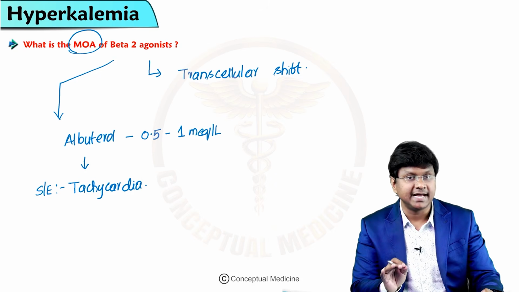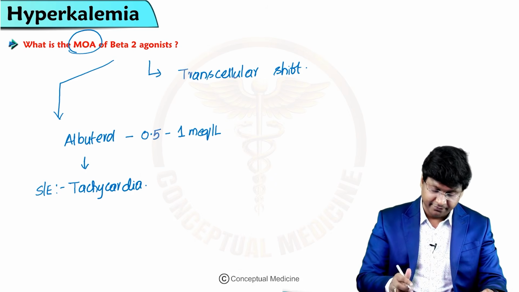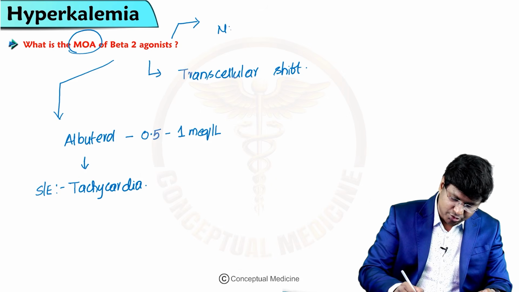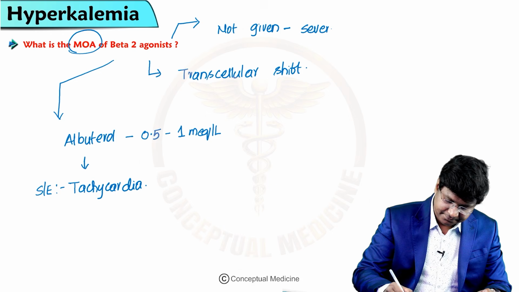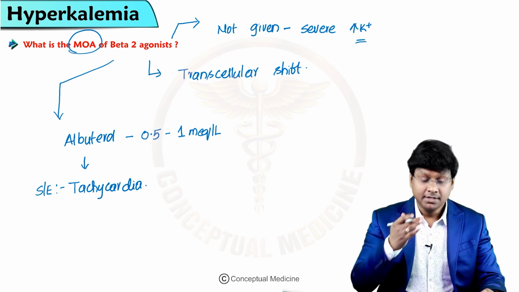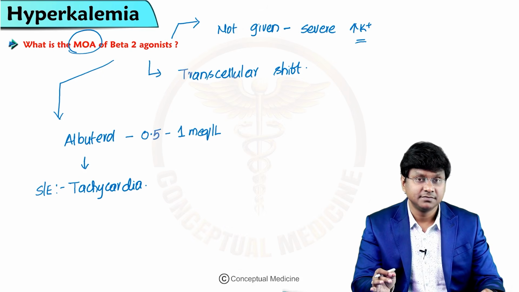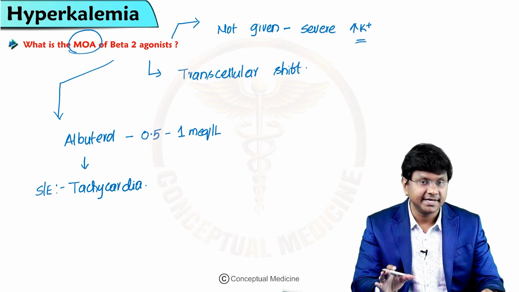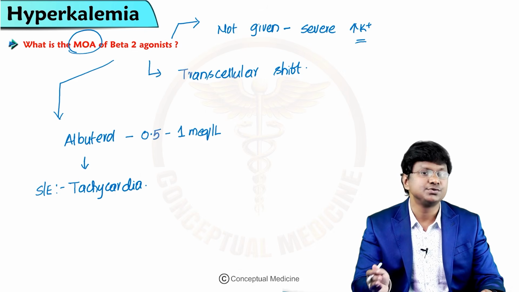That is about the action of albuterol. So please remember, these agents are not advised. The beta-2 agonist should not be given for severe hyperkalemia. Why? Because whenever there is severe hyperkalemia, as such, there will be cardiac arrhythmias, and upon that, if you give albuterol, that also will cause tachycardia. So this can precipitate the arrhythmias due to hyperkalemia.